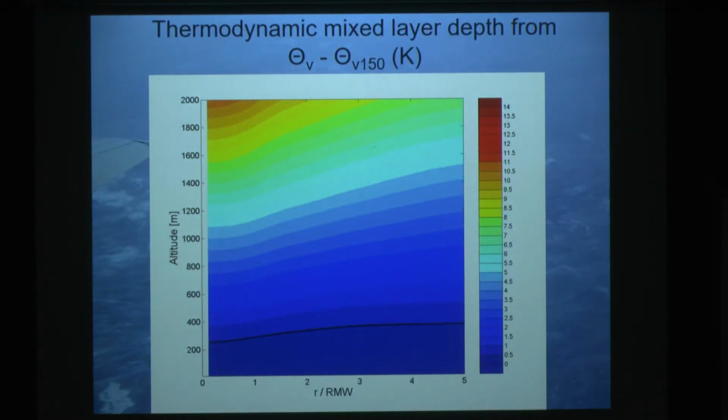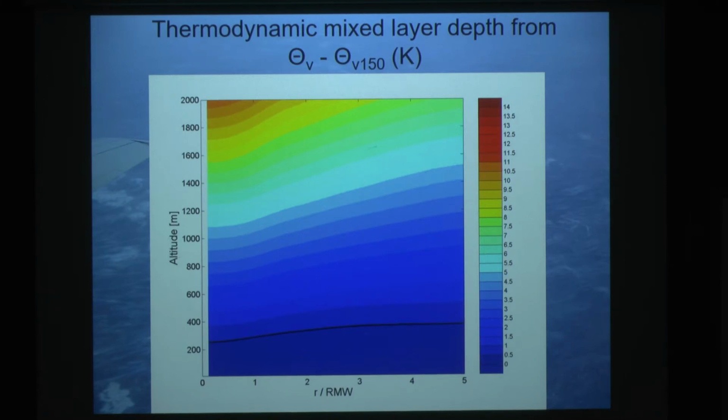And this is another way to define the top of the boundary layer: to look at the thermodynamic mixed layer. This is like in the ocean, where you look at the temperature profile and find the mixed layer. In the atmospheric boundary layer, we use the virtual potential temperature to find the mixed layer depth. Basically, look at the difference between the virtual potential temperature and the average value of the lowest 150 meters.